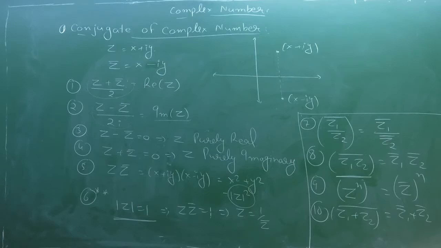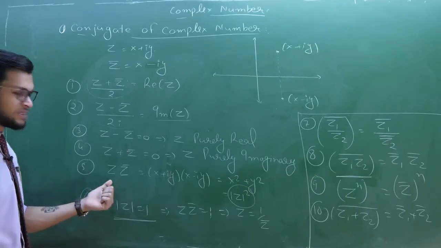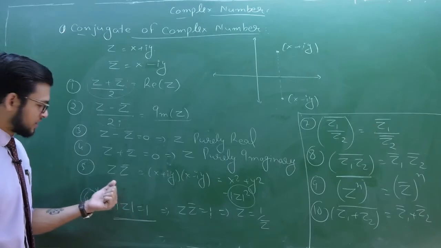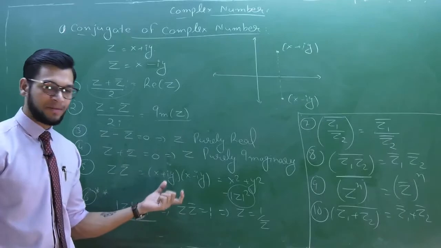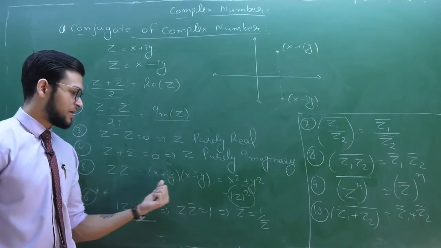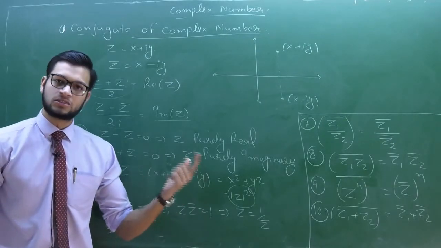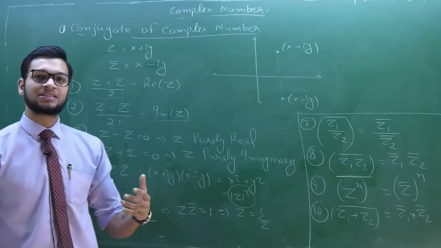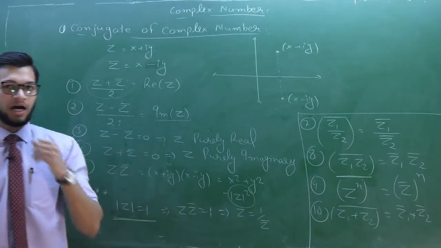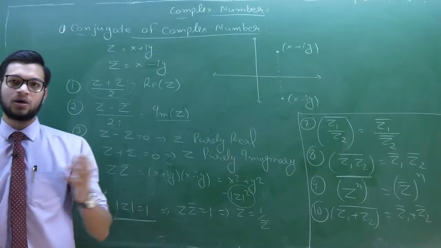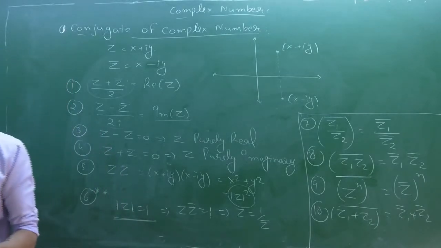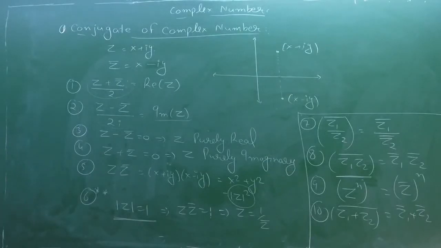Because if you multiply z with conjugate of z, then we have x plus iota y multiplied by x minus iota y. a plus b times a minus b will be equal to a square minus b square. Square of iota y is equal to minus y square. So a square minus b square will be equal to x square plus y square.